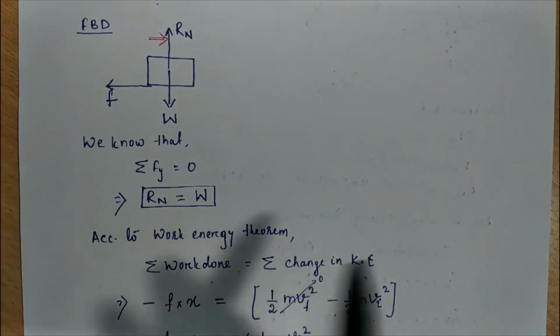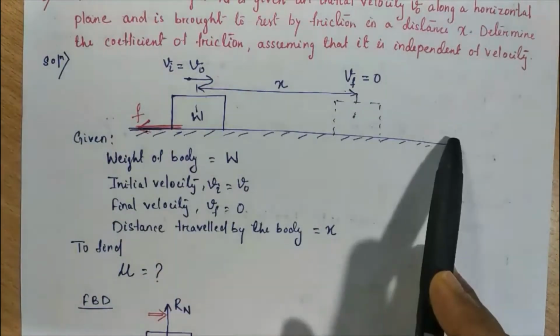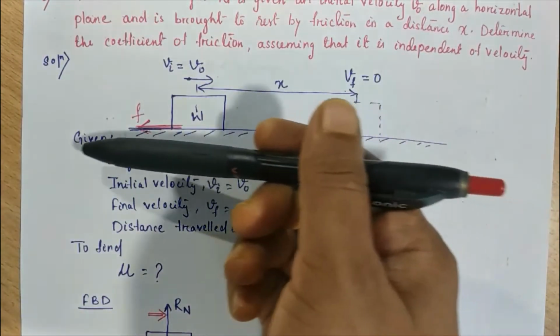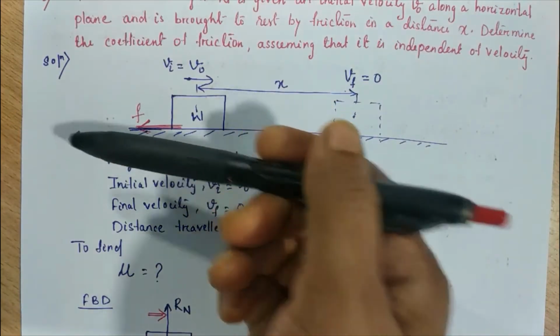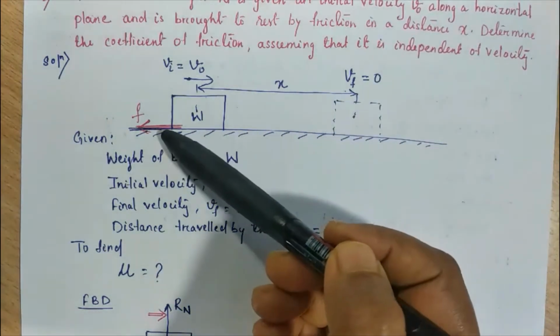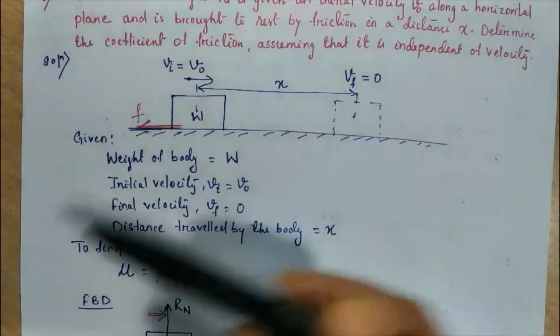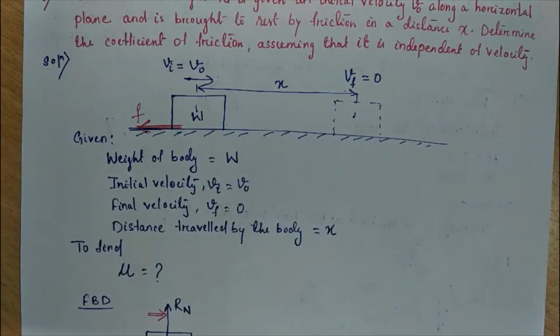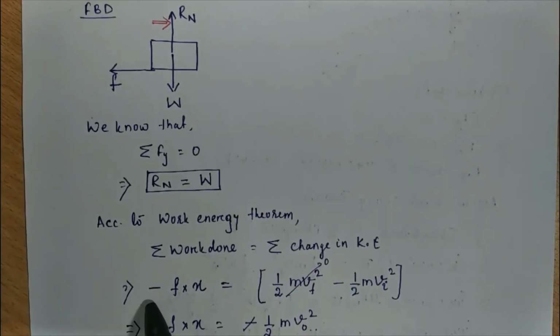Why this negative sign? Because this body is approaching in this way and the force is in the left side direction. The body is approaching towards the right hand side, but this force is acting in the left hand side. So the directions for force and displacement are opposite. That's why the minus sign is considered here.